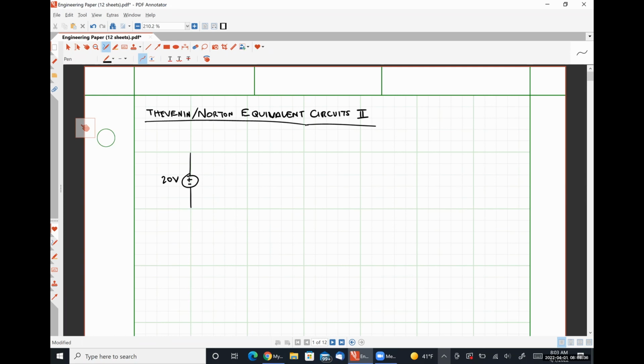Let's say that we have a 20-volt source in series with a 6-ohm resistor, in series with a dependent voltage source, carrying a voltage of twice Ix, where Ix is the current flowing through this 6-ohm resistor. And then we have a 10-ohm resistor here and a pair of open circuited terminals on our right-hand side.